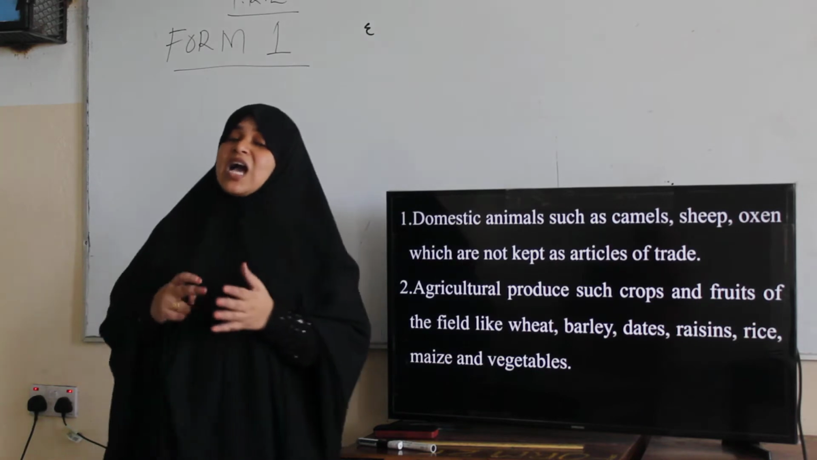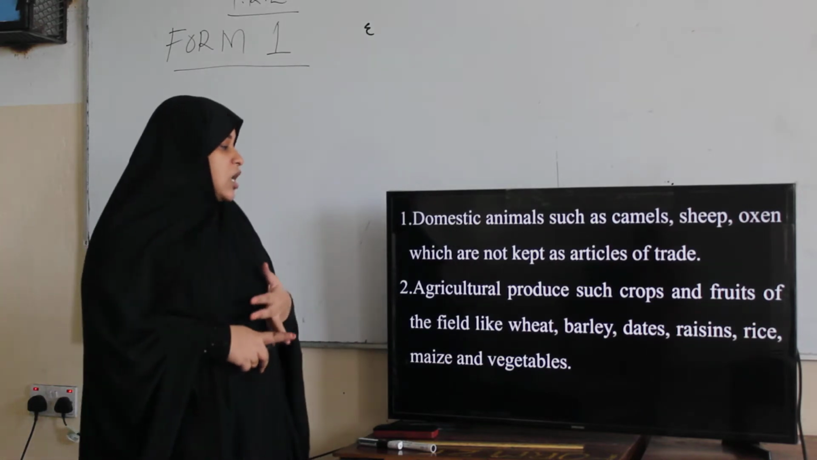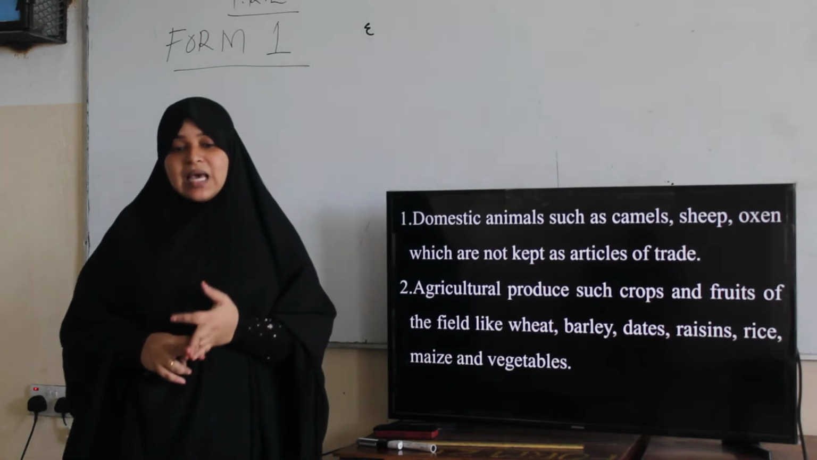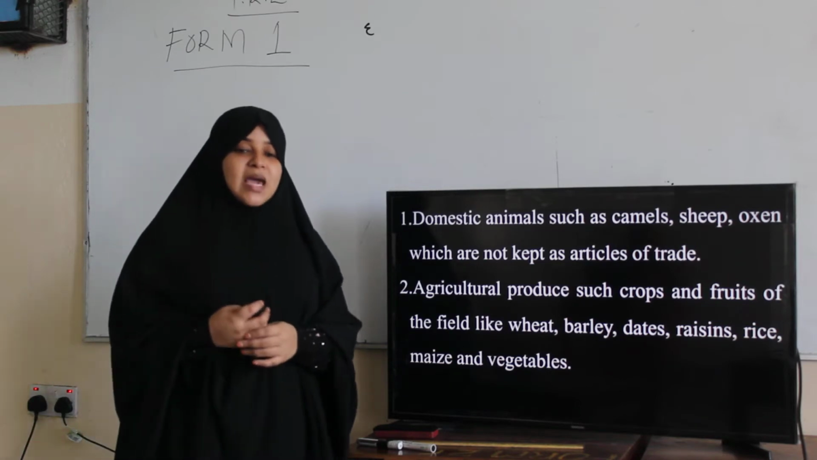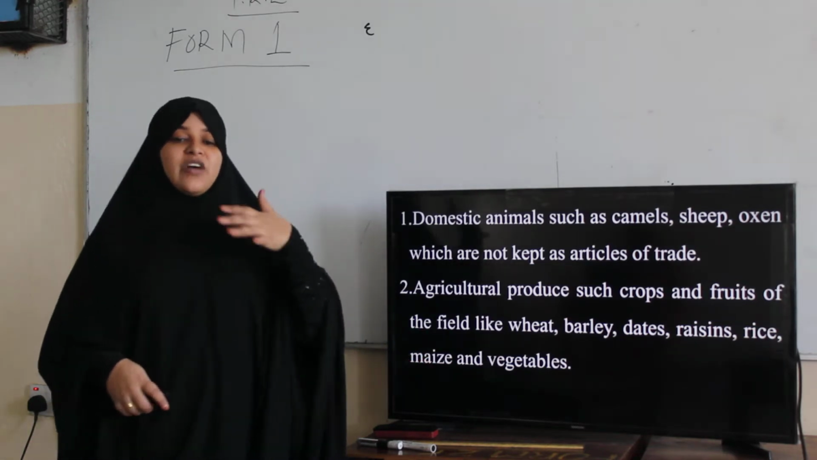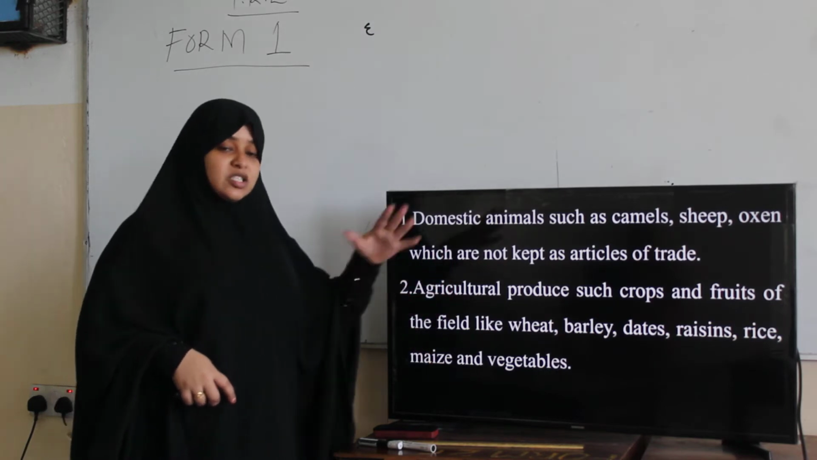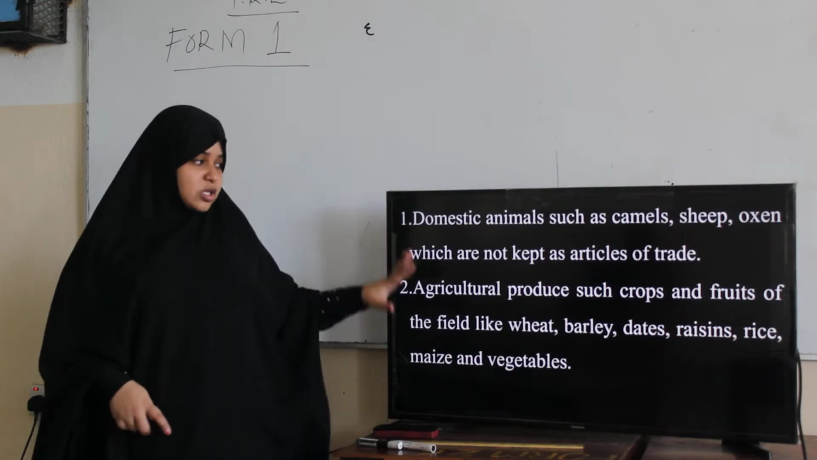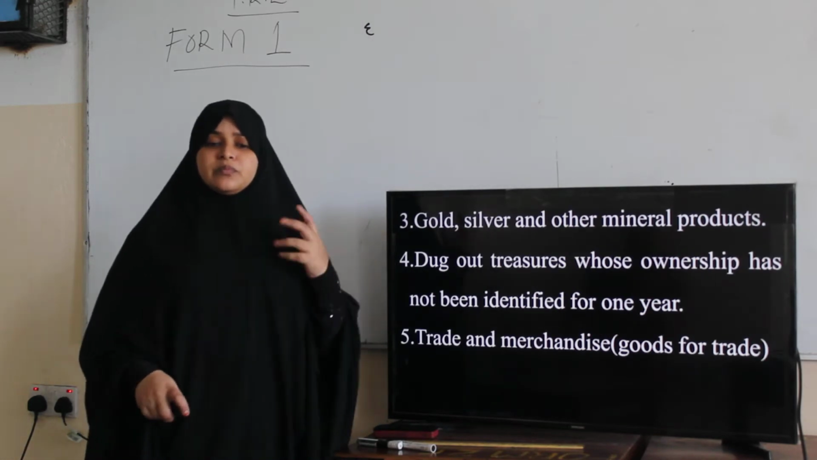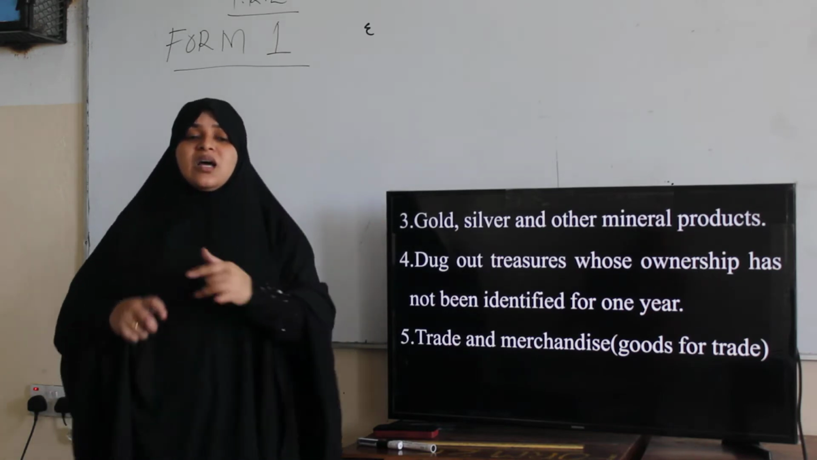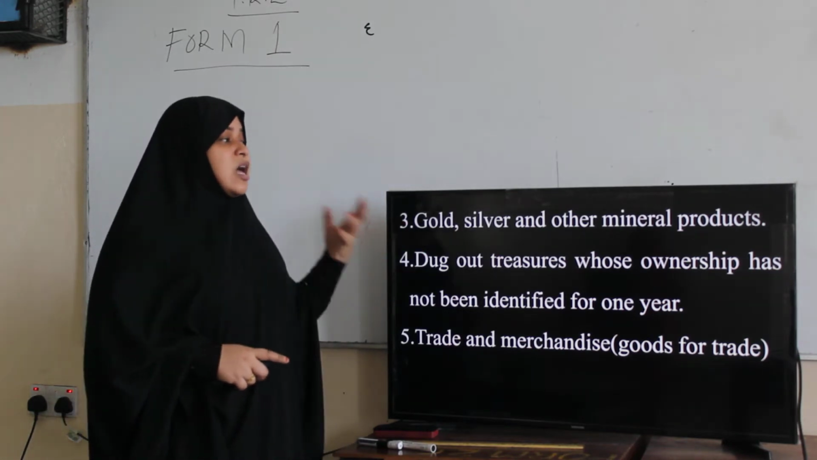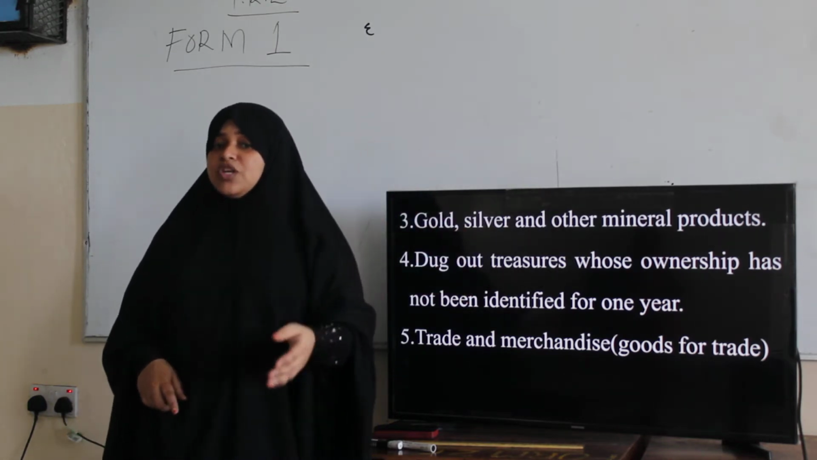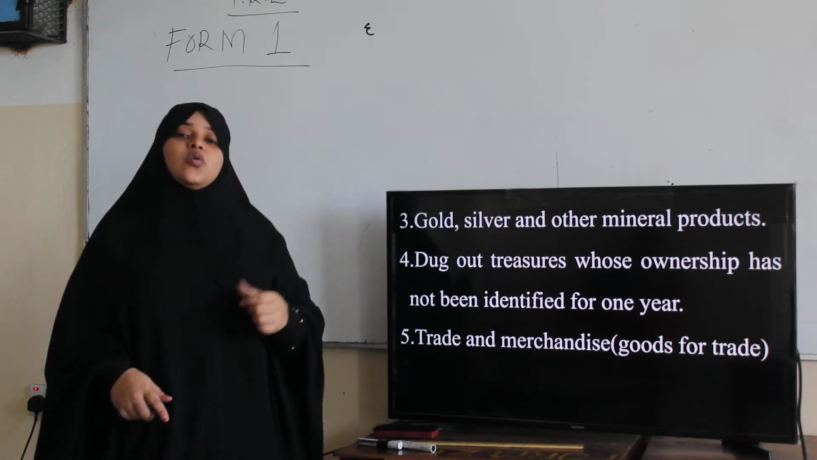Then we have the agricultural produce such as crops and fruits of the field like wheat, barley, dates, raisin, rice, maize and vegetables. When you have agricultural produce, you can give them out as zakat. We'll talk about the rate later on, inshallah. Then another item is gold, silver and other mineral products. If you have gold and silver and they have reached nisab, then you can give them out as zakat.